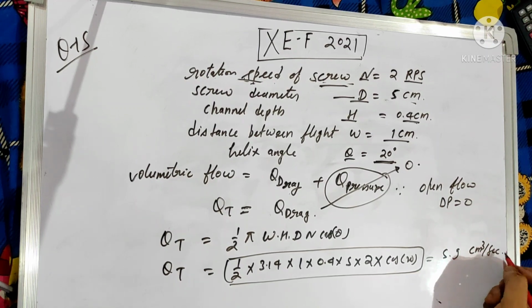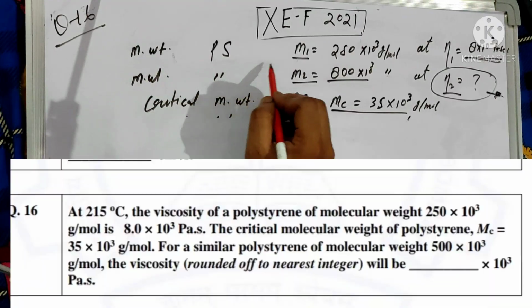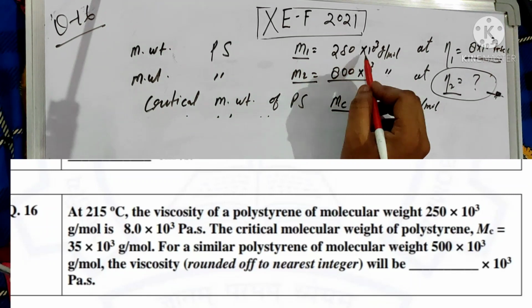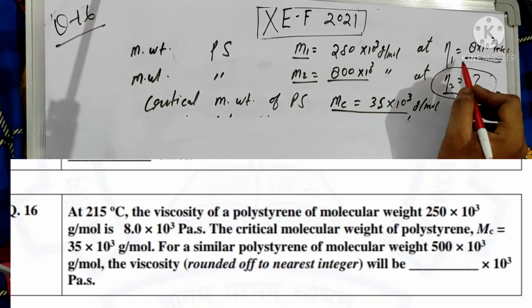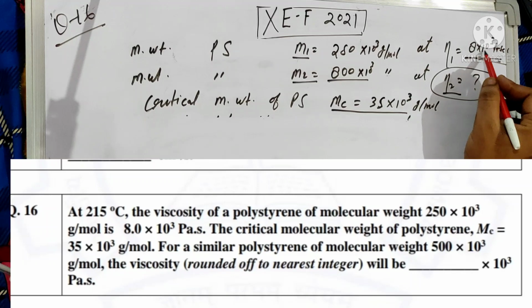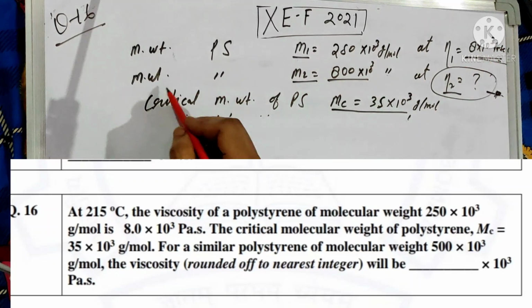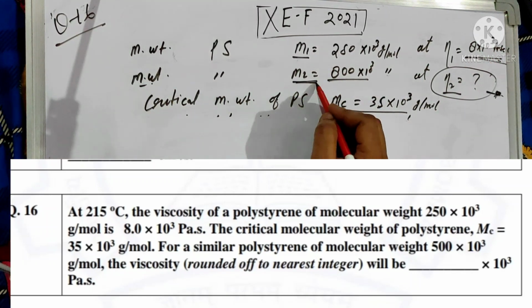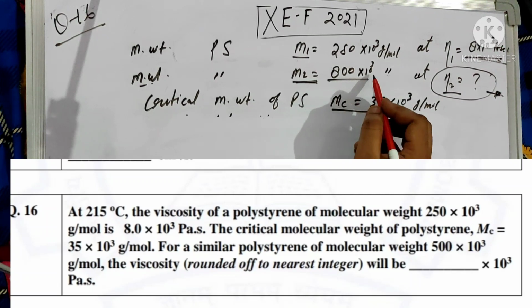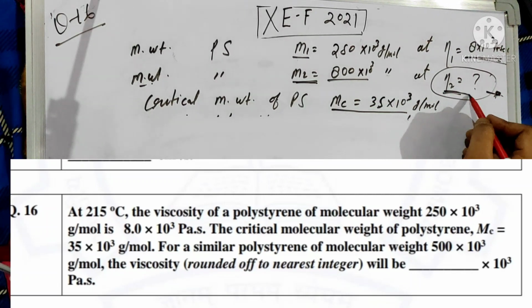centimeter cube per second. The molecular weight of the polystyrene is 250 into 10 power 3 gram per mole at the viscosity eta 1 is equal to 8 into 10 power 3 Pascal second, and molecular weight of the polystyrene M2 is 800 into 10 power 3 at viscosity eta 2.